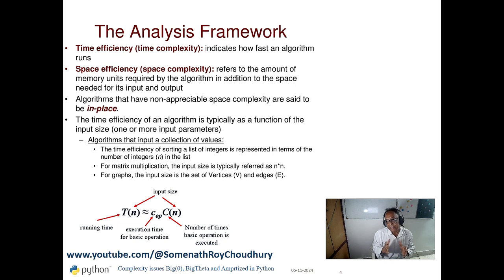But one thing is that merge sort is a stable sort, which I have discussed. Stable sort means the input order matches the output order. If the same values come in the input, the order of those values is maintained in the output. That is called stable sorting. Merge sort is stable. Quick sort is not stable. Heap sort is not stable. So that is one criterion.